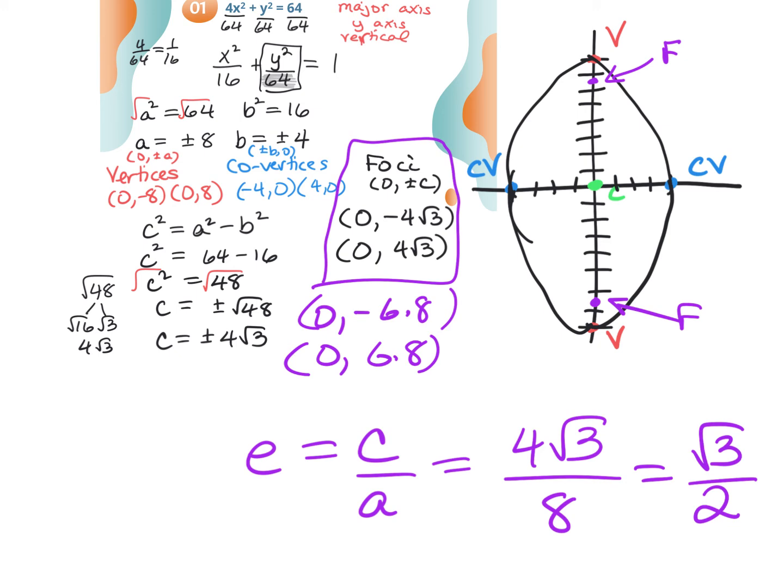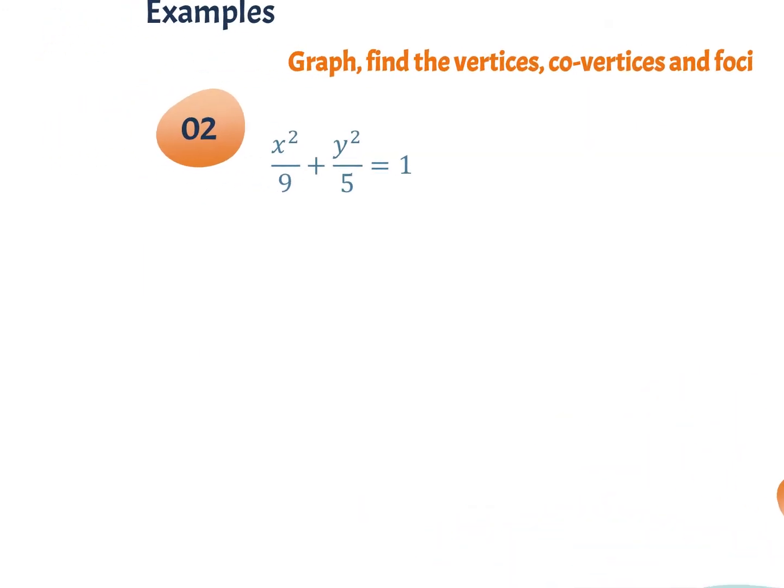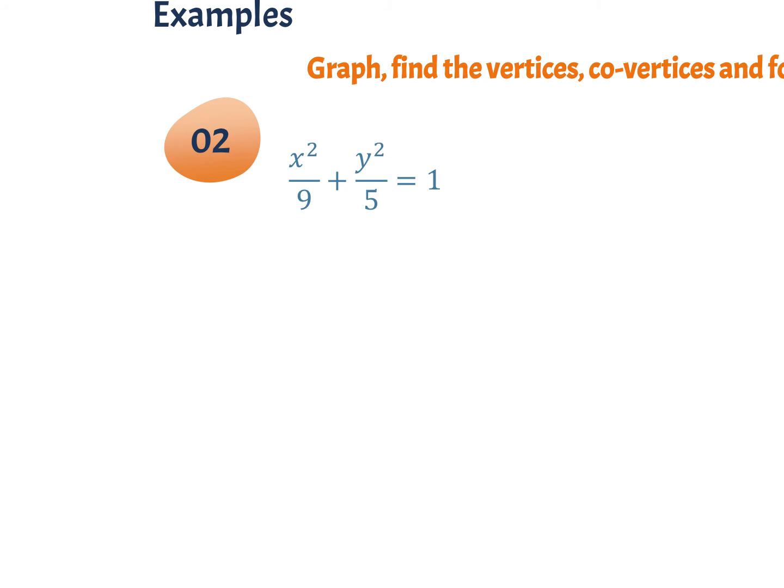Let's try the next example. It's already equal to 1 for me. So now I just have to look and see, where is my bigger number? My bigger number is the 9. So this tells me my A squared is the 9. My B squared is the 5.